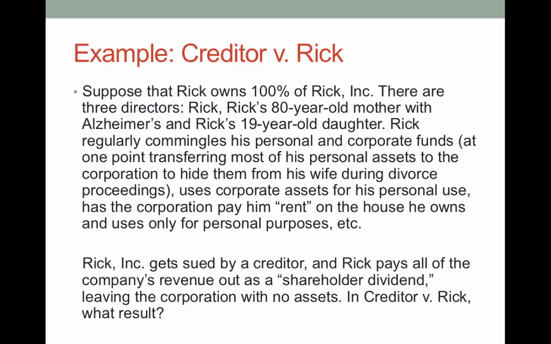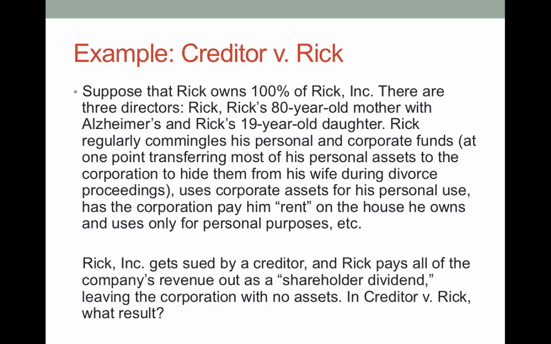Rick regularly commingles his personal and corporate funds, at one point transferring most of his personal assets to the corporation to hide them from his wife during their divorce proceedings. He uses corporate assets for his personal use. In other words, he uses the corporate credit card when he goes out for his vacations, for his car payments. Has the corporation pay him rent on the house he owns and uses only for personal purposes, etc. All of this, of course, is improper.